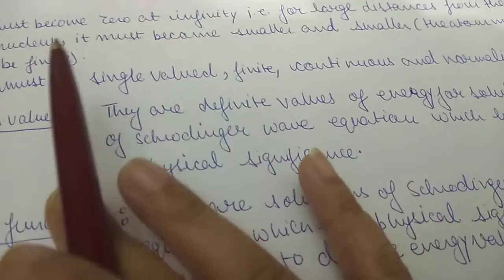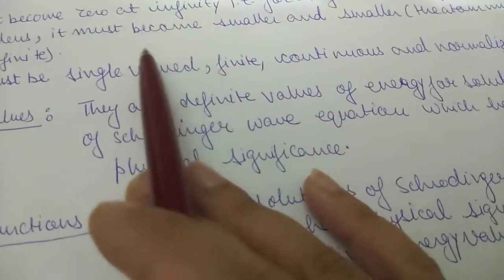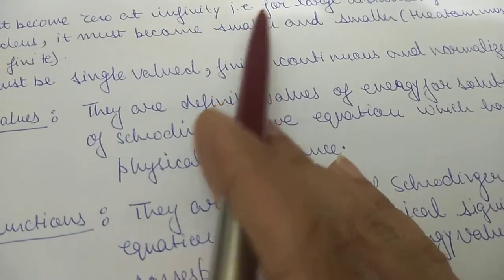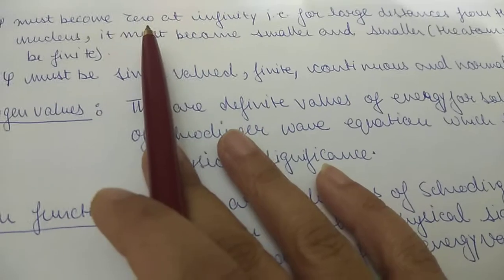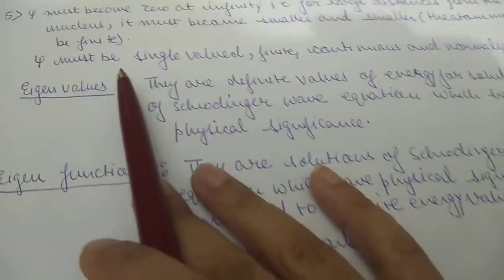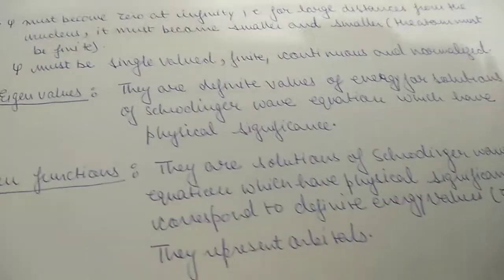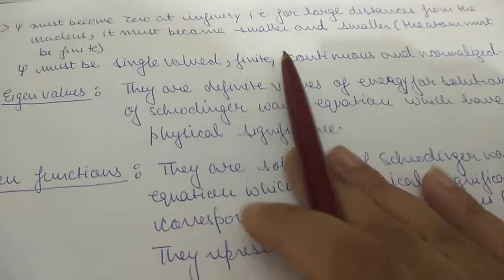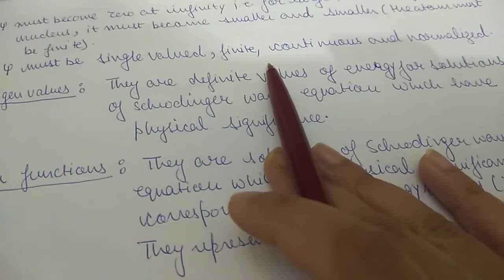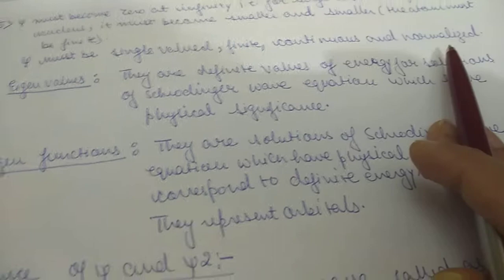At infinity means where there is no end, where there is no influence of nucleus, at that point the value of psi should be 0. Then psi must be single valued, finite, continuous and normalized. This is the conclusion of all these points कि psi single value होना चाहिए, finite, continuous and normalized.